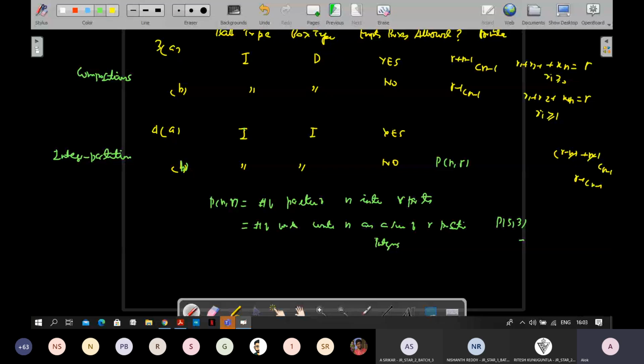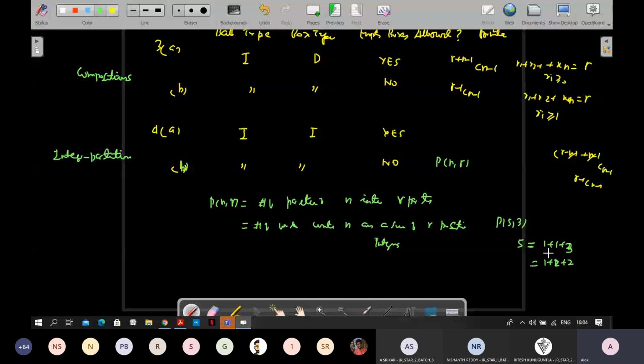For example, the case of 5, 3. So 5 you are writing as a sum of 3 positive integers. So 1 plus 1 plus 3, or you can write 1 plus 2 plus 2. Order does not matter, because you are just partitioning. The boxes are identical and the things are also identical. So the only thing that matters is the number, nothing else.